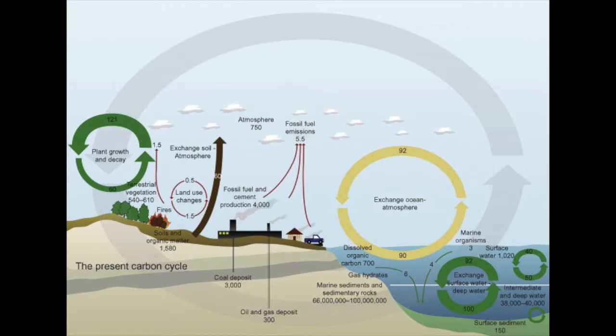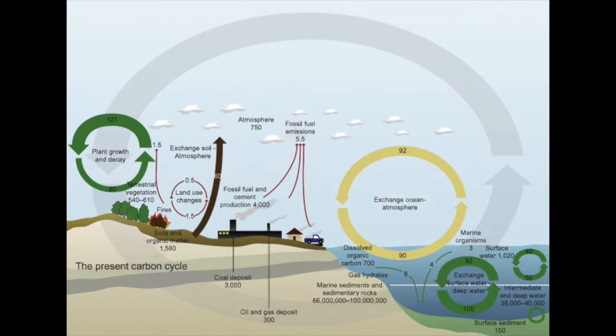What is interesting to see, for instance, is that in plant growth and decay, we always have a surplus of uptake of carbon, right? Because we have a value of 60 being released over 121 that is taken. And then we also have the same case for the ocean-atmosphere exchange, where we have 92 coming into the ocean while only 90 is going back. So there is a positive input on the oceans, which are taking up carbon. However, this is not enough anymore due to human activities.